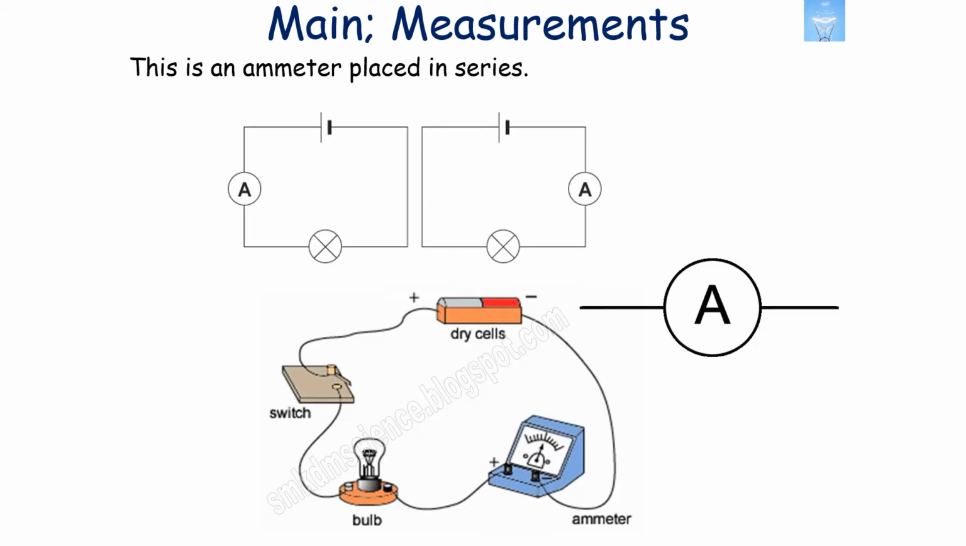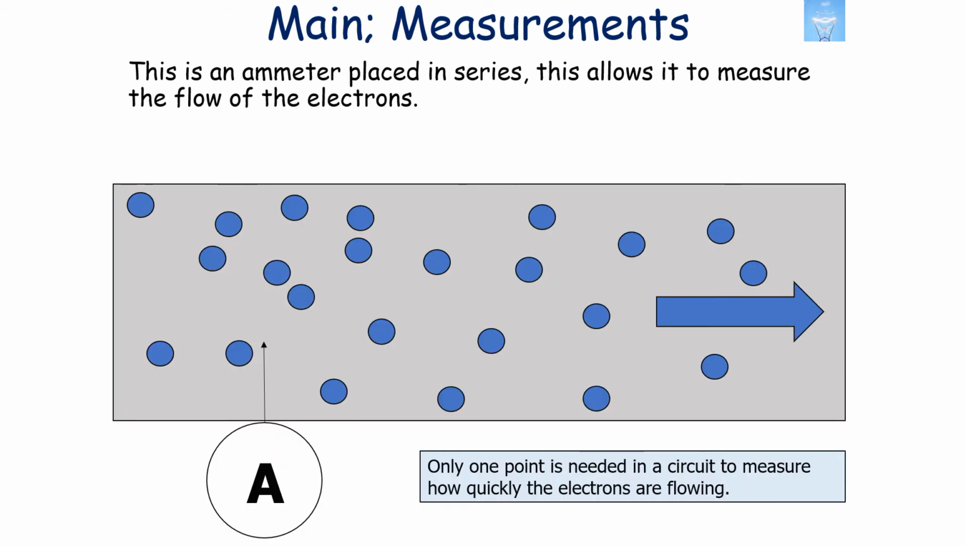So here's an example of an ammeter placed in series, as you can see in these particular circuit diagrams. Now an ammeter is placed in series because it allows us to measure the flow of the electrons. Now think about it, only one point is needed in a circuit to measure how quickly the electrons are flowing. So this means ammeters can be placed in a circuit in a series formation. Now ammeters also have a low resistance, as this doesn't affect the current flowing which it is measuring.